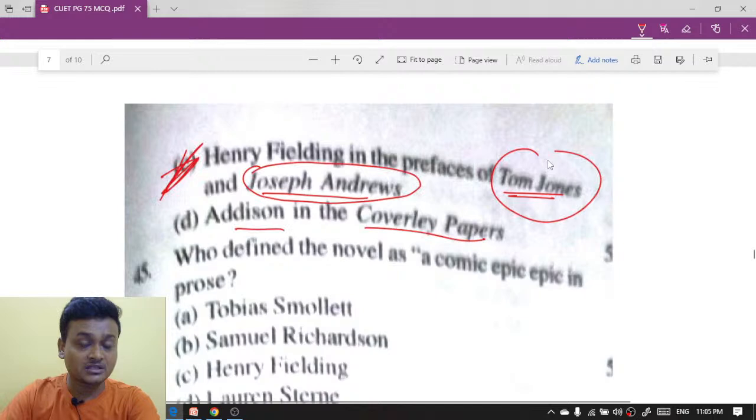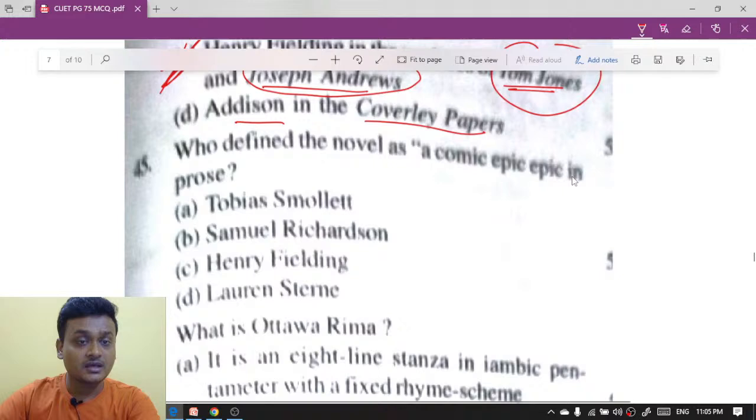Who defined the novel as a comic epic in prose? Tobias Smollett, Samuel Richardson, Henry Fielding, Lawrence Sterne. So it is Henry Fielding. Henry Fielding ने बोला है novel को क्या? A comic epic in prose. A comic epic in prose is a novel. Who said? Henry Fielding. Next question.